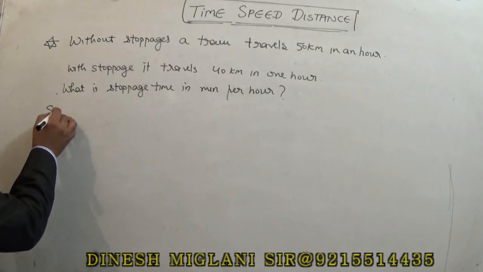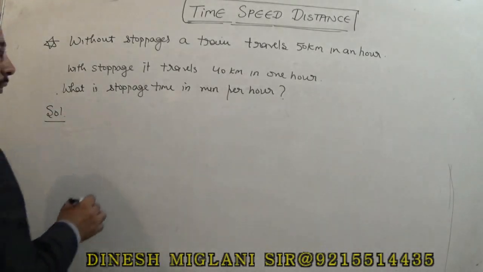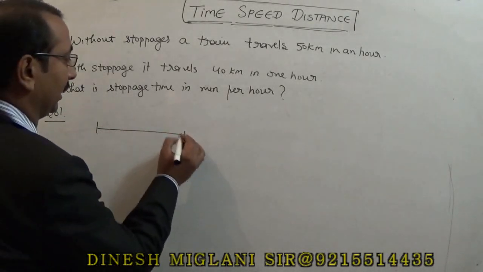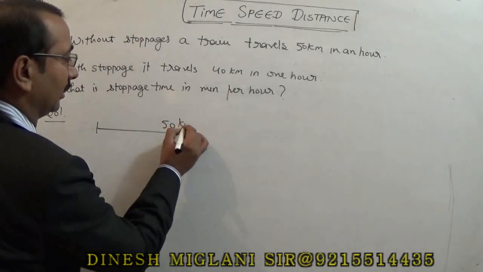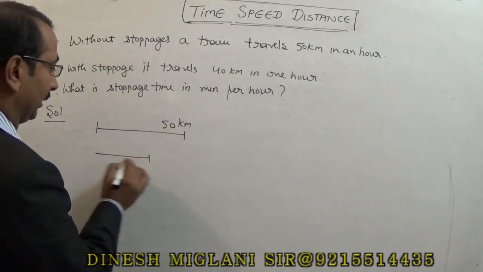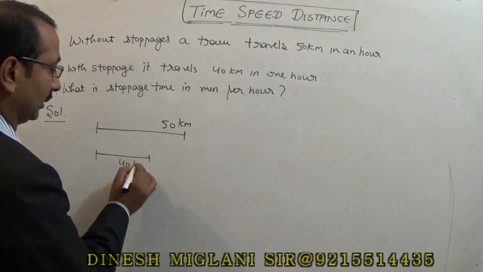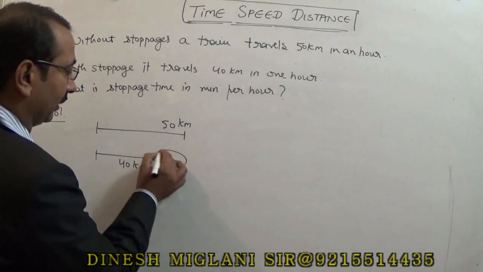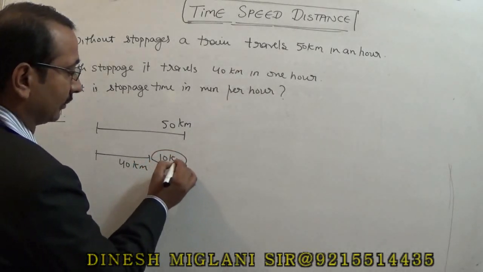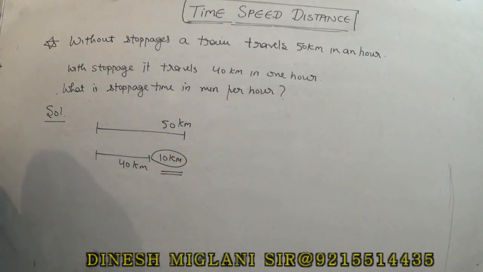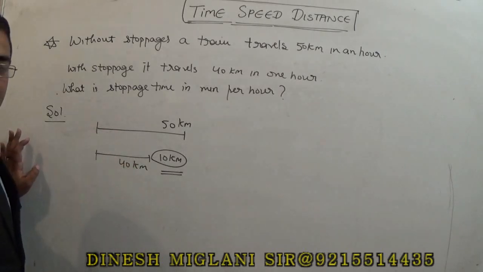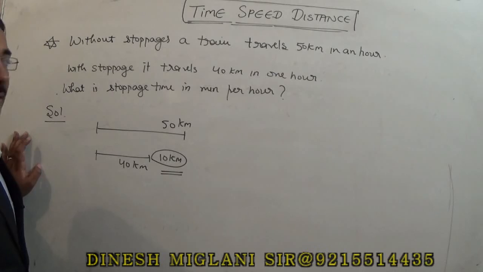Now when I have to answer this question, what I can say is, if no stoppage is taken, in 1 hour he travels 50 kilometers. If stoppage is taken, he travels 40 kilometers. That means he travels 10 kilometers less. So we can say that he travels 10 kilometers less if stoppage is taken.